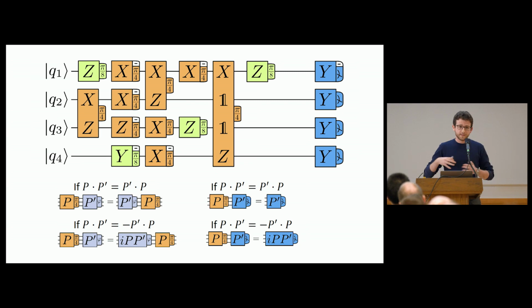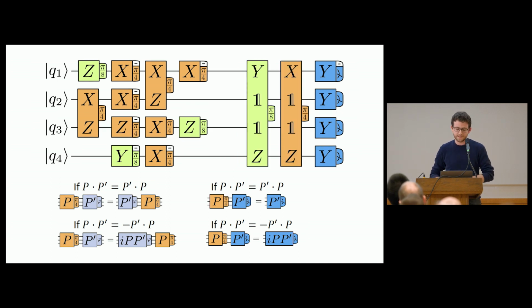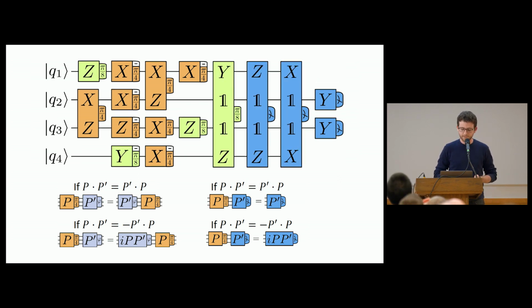Commuting Clifford gates in this way can also turn Pauli operators into Pauli product operators. So for instance, if I commute this X1 X2 pi over 4 rotation past the Z pi over 8 rotation, it will turn it into a Y1 X2 pi over 8 rotation, so a multi-qubit rotation. And it will also turn Pauli measurements into Pauli product measurements.